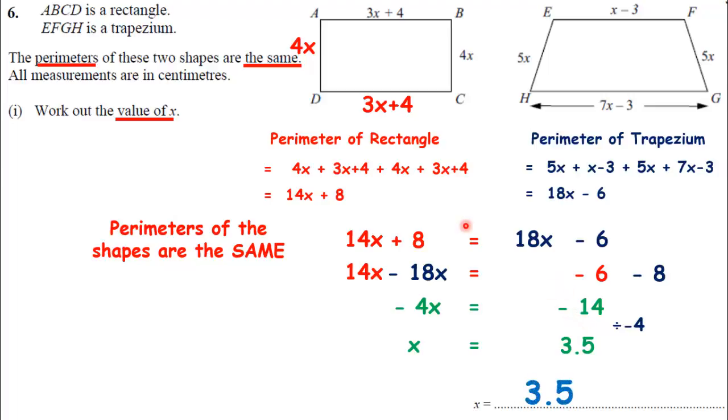This is a really important style of question. It's very popular in the new spec. You need to make sure you get your head around it, read the questions very carefully, and present your work absolutely clearly. Let's look at part 2.